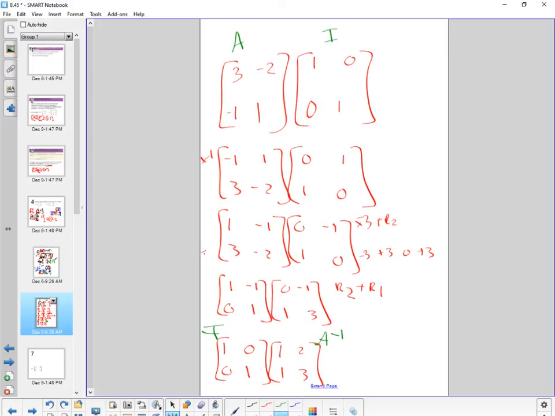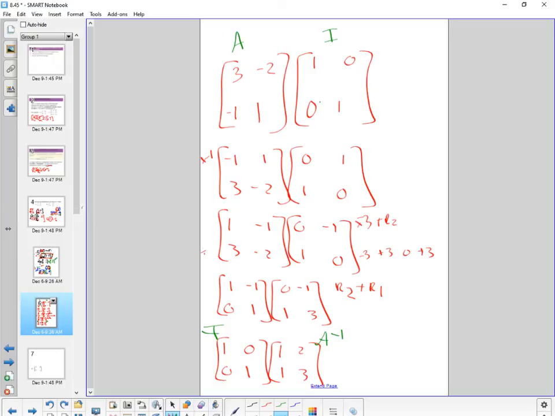I started with the matrix, and I put next to it the multiplicative identity matrix. With row operations, I start to turn this guy into the identity, right? That main diagonal of 1s, that's what I care about. Whatever ends up on the other side is the inverse.